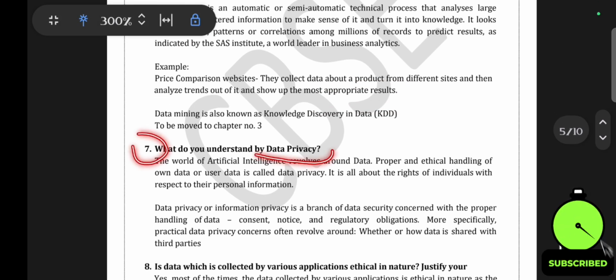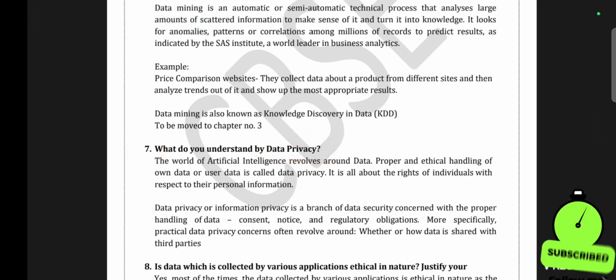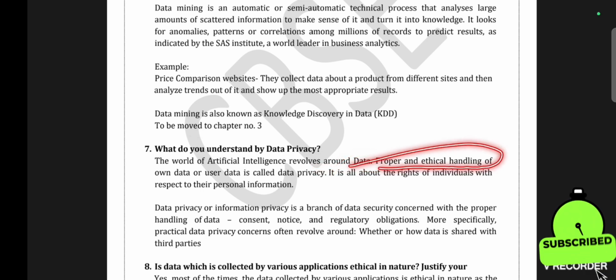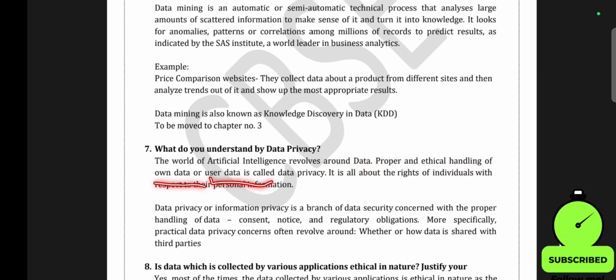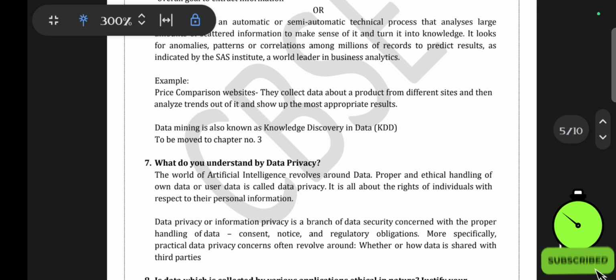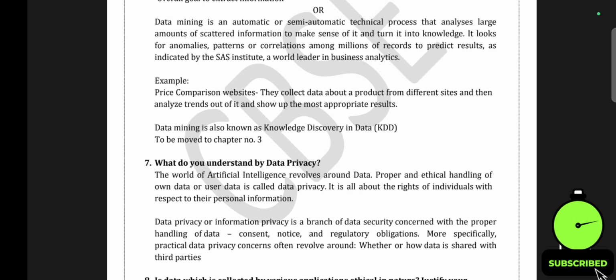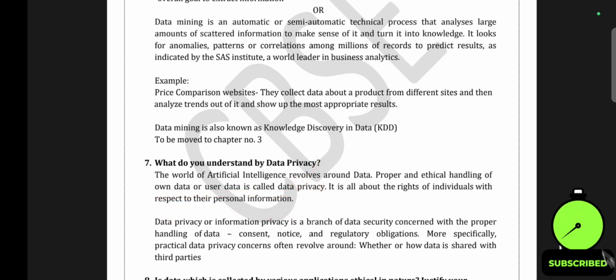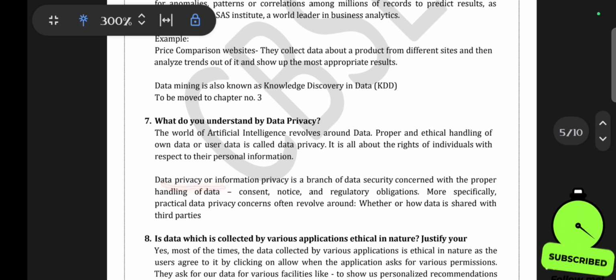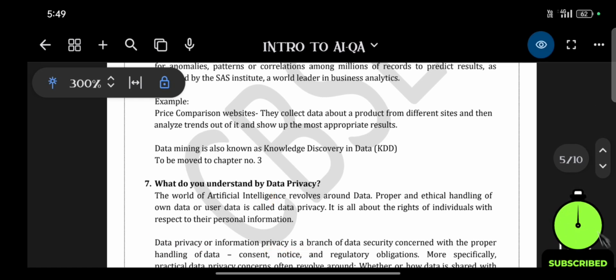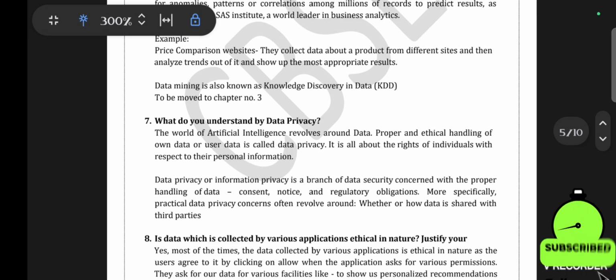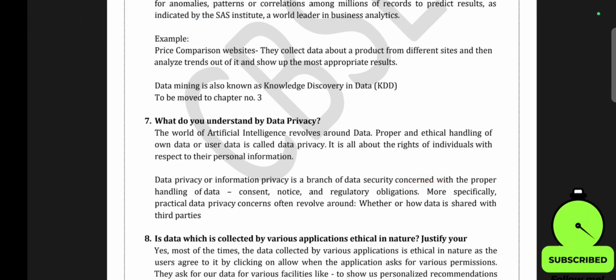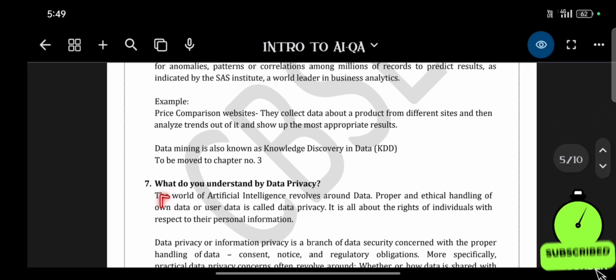What do you understand by data privacy? Basically, the world of artificial intelligence revolves around data. Proper and ethical handling of own data or used data is called data privacy. It is all about the rights of individuals with respect to their personal information. Data privacy or information privacy is a branch of data security concerned with the proper handling of data.